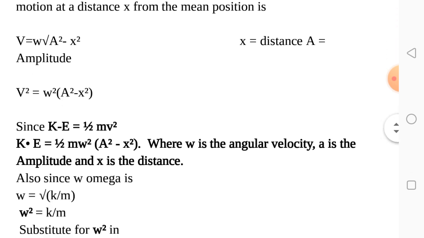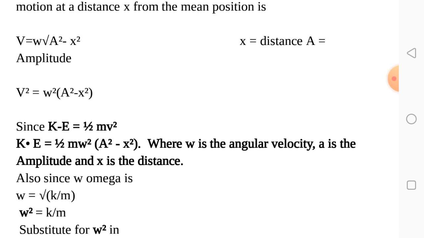Now from our kinetic energy, since kinetic energy is equal to half mv squared, we look at the equation of instantaneous velocity, where v squared is equal to omega squared times a squared minus x squared, having removed the root by squaring both sides. Then we can substitute our value of v squared in the equation of kinetic energy, KE = 1/2 mv squared.